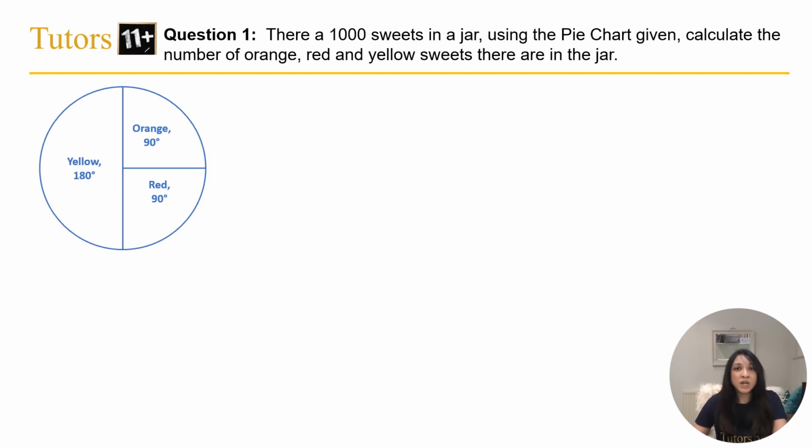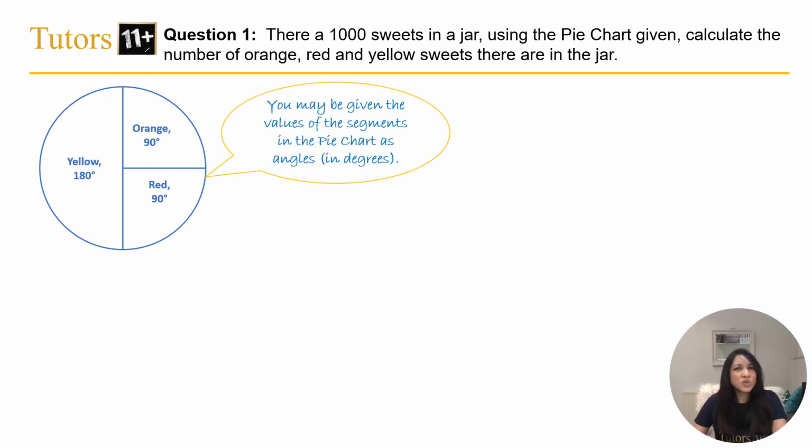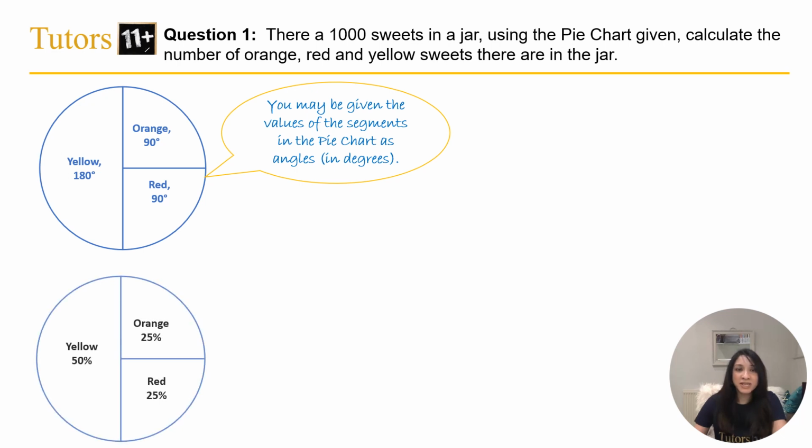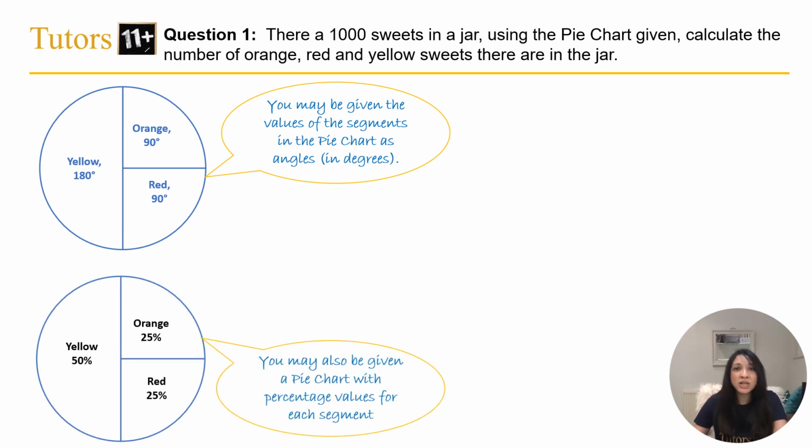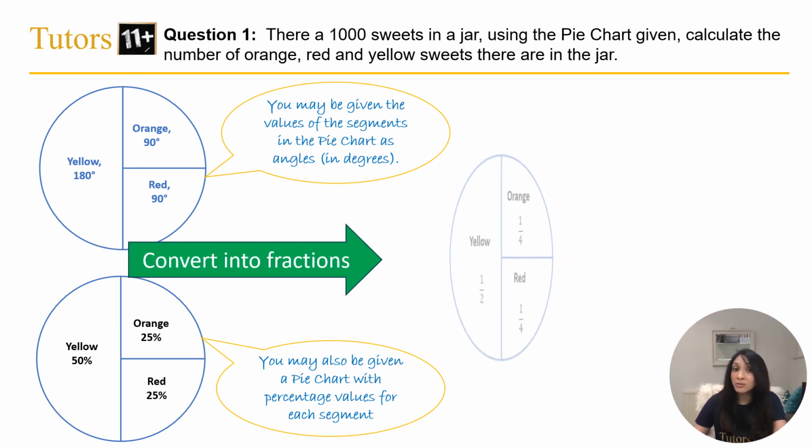So let's begin. Question number 1. There are 1,000 sweets in the jar. Using the pie chart given, calculate the number of orange, red and yellow sweets there are in the jar. Typically in pie chart questions, you'll be given a pie chart with the angle size of each segment. However, it's also possible that the segment size will be represented as a percentage. The main trick in answering the questions irrespective is to convert the size of each segment into a fraction of the whole.